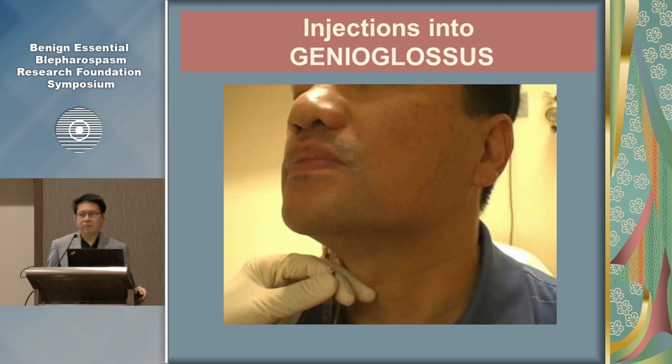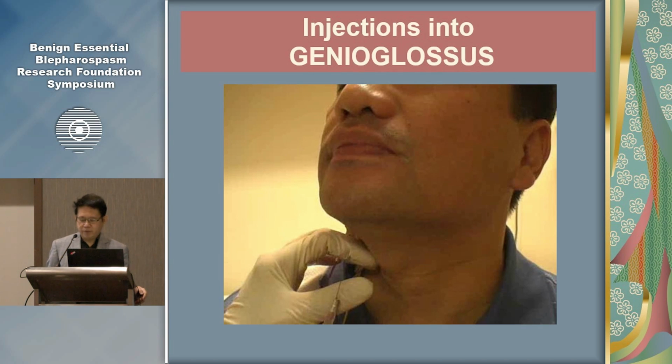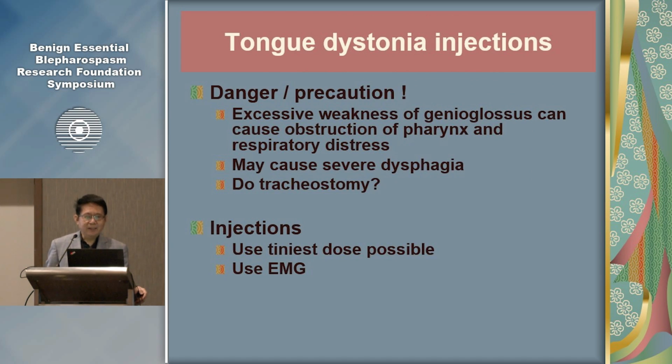Okay, so the problem with this is if you're too superficial, you're in the digastrics. You're too deep, then you may actually go out into the mouth. So it just has to be perfect. And that's where the EMG comes in. So tongue dystonia injections, a little bit dangerous.